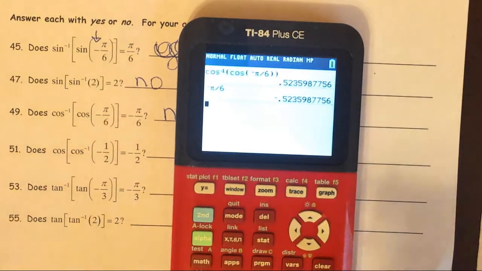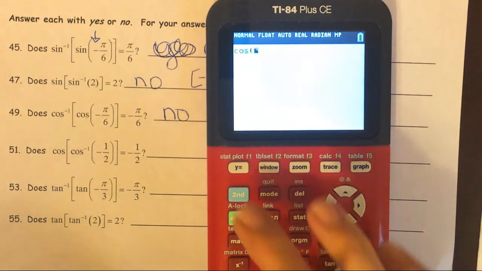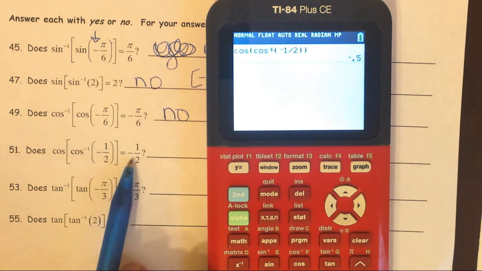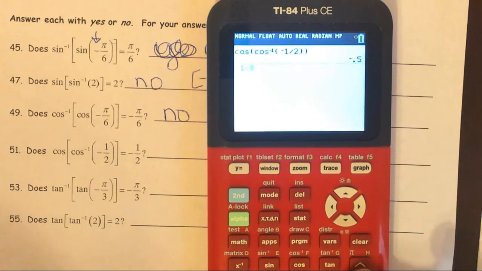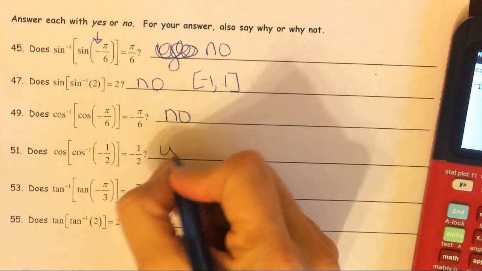Let's go check the bottom three. We're just practicing typing them in the calculator. So I have second cosine of negative 1/2. My answer is negative 0.5. Then I'm going to type in the right-hand side, negative 1/2, which is negative 0.5. So that one is a yes.